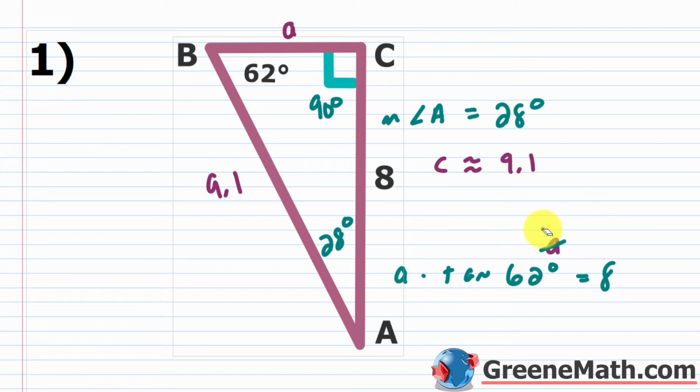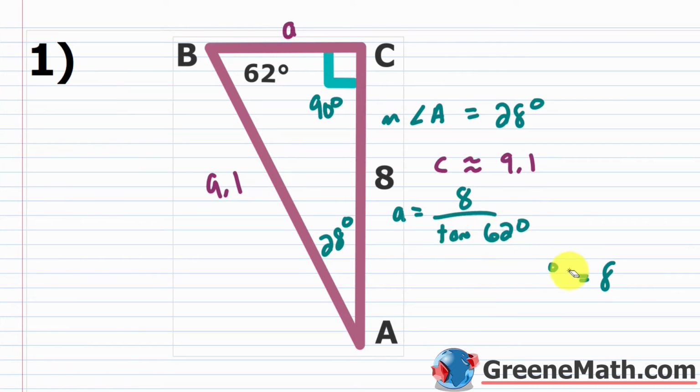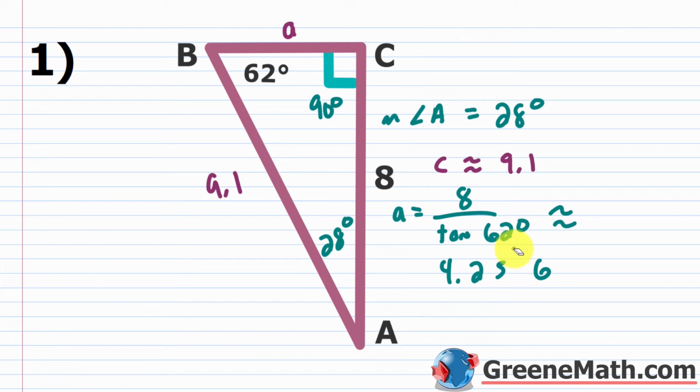Let me get rid of this so I can save some space here. And then essentially I'm just going to divide both sides of the equation by tangent of 62 degrees. So we'll say that a is equal to 8 divided by the tangent of this 62 degrees. I'm going to put approximately here. Let's just key this into the calculator. And what I get is about 4.2536. I think that's where I can just stop.